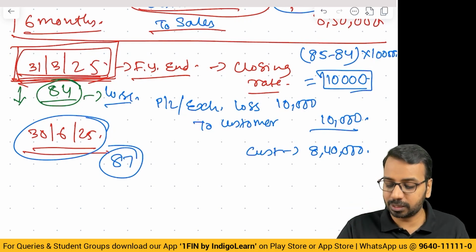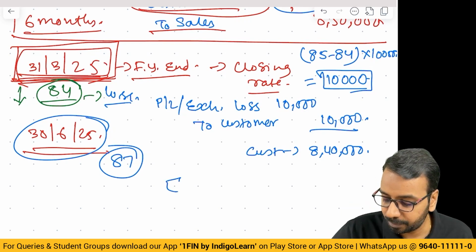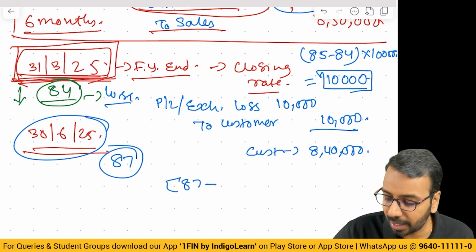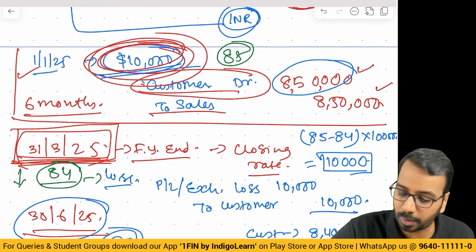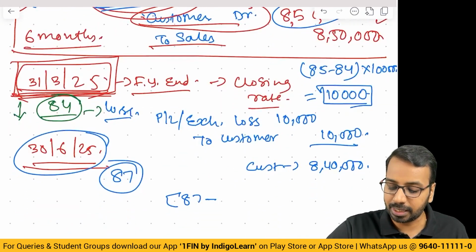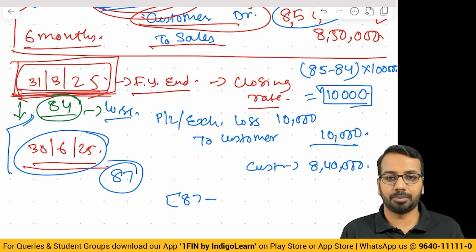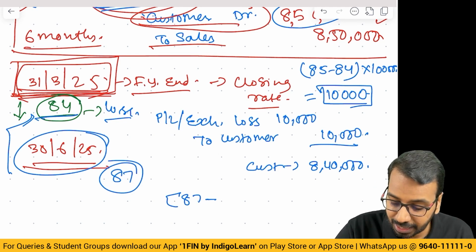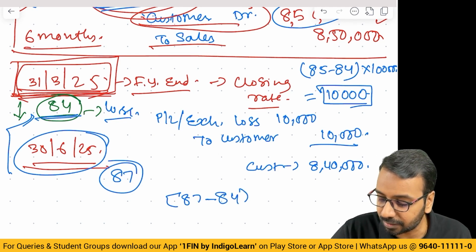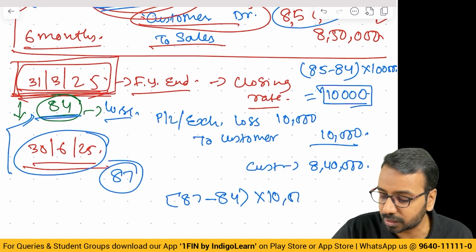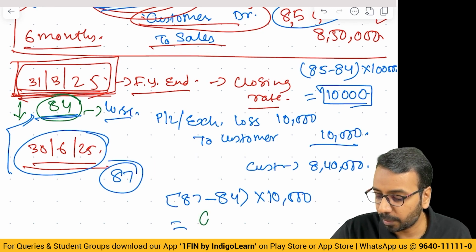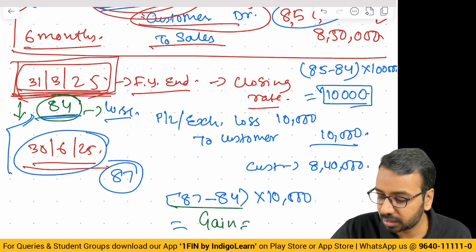Now here, don't make this mistake. Gain will be current rate 87 minus, sometimes students go back and take 85. You should not do that. You should take the previous rate at which you have valued the customers. What is the previous rate? 84. So 87 minus 84 multiplied by 10,000. How much is my gain? My gain is 3 into 10,000, 30,000.